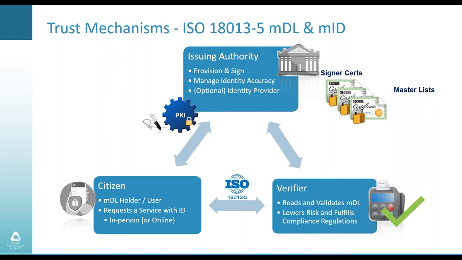And those signer certificates can be assembled together into what's called a master list by really any number of entities. And verifiers can then get access to those master lists. They would contain the public keys of the known good issuing authorities.